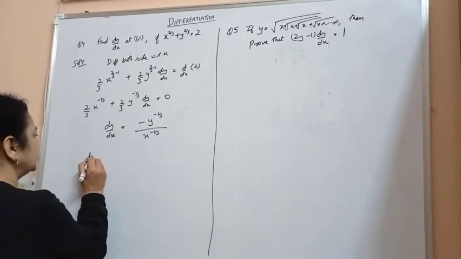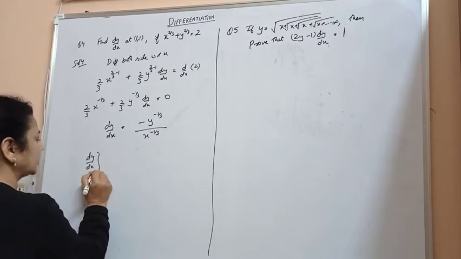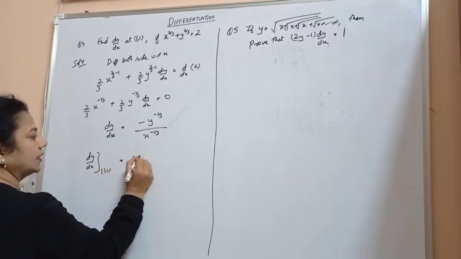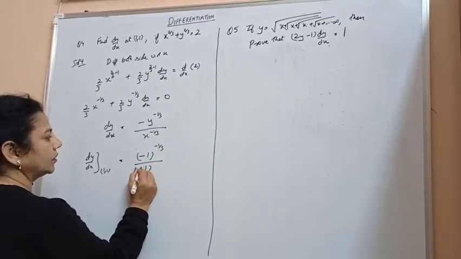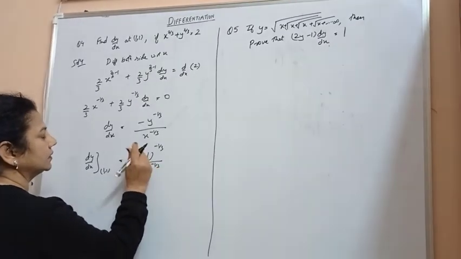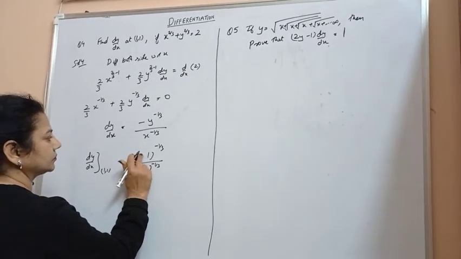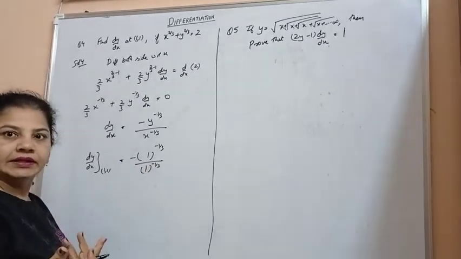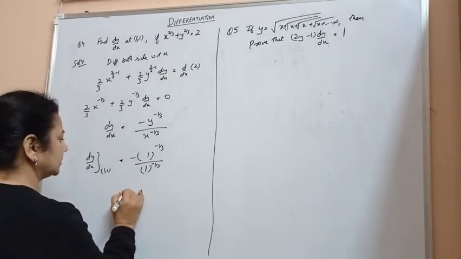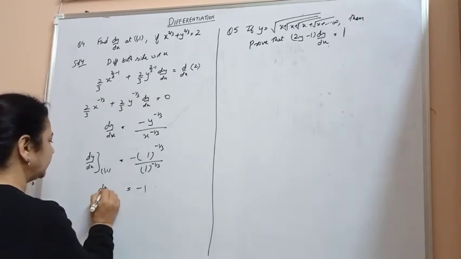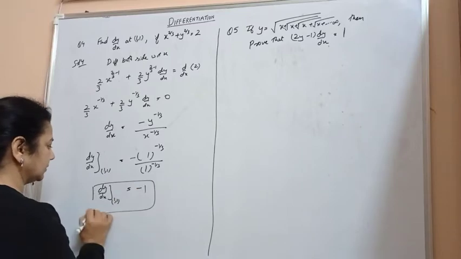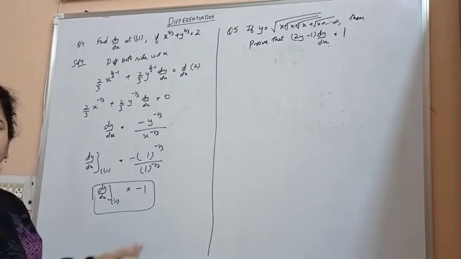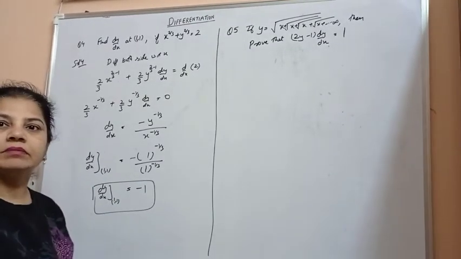So I get dy by dx at (1, 1) as minus 1 to the power minus 1 by 3 over 1 to the power minus 1 by 3. The minus is outside, and 1 to the power anything is 1 only. So I get minus 1. So the derivative of the given function at (1, 1) is minus 1.